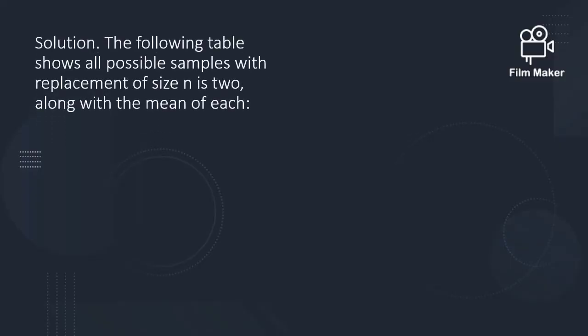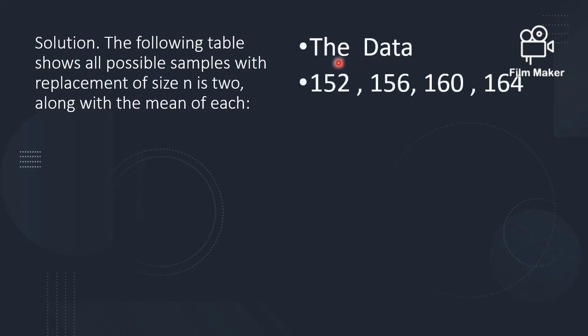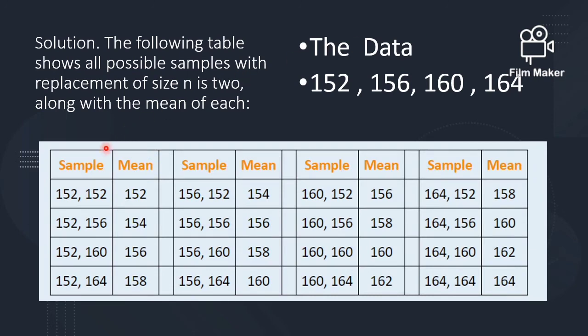Solution. The following table shows all possible samples with replacement of size n is 2, along with the mean of each. Again, the data given in the problem solving: 152, 156, 160, and 164. So, I repeat, random sampling data taken in a 2. Take note, 2.